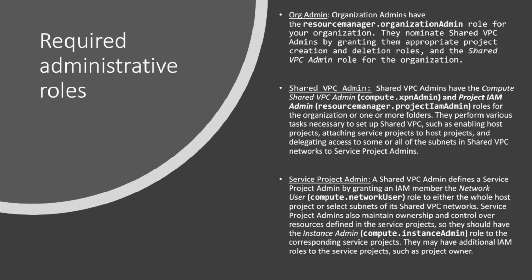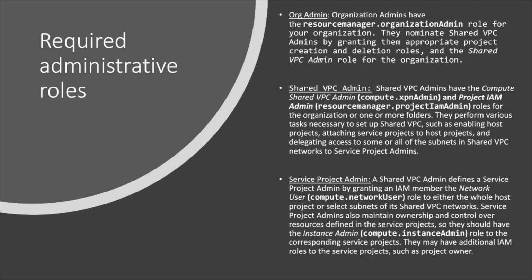They perform various tasks necessary to set up shared VPC, such as enabling host projects, attaching service projects to the host project, and delegating access to some or all of the subnets in shared VPC networks to service project admins. A shared VPC admin defines a service project admin by granting an IAM member the network user role to either the whole host project or select subnets of a shared VPC network.